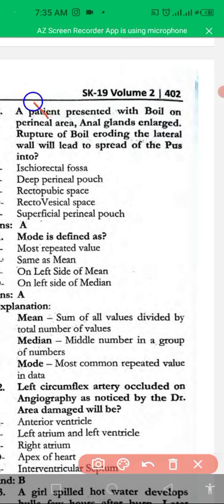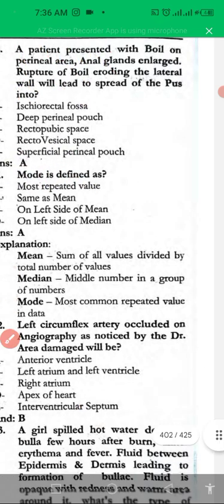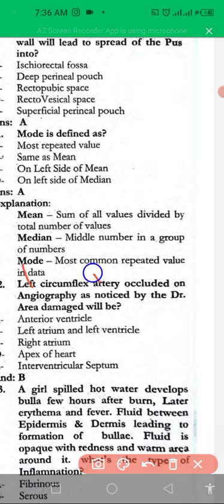Next is a patient presenting with boils in the perineal area, with an enlarged anal gland and rupture of the boil, eroding the lateral wall and leading to spread of pus into the ischiorectal fossa. Next one is mode, which is defined as the most repeated value. Left circumflex artery is occluded on angiography, as noticed by the doctor. Area damaged will be the left atrium and left ventricle.